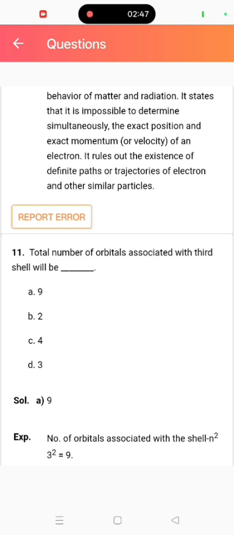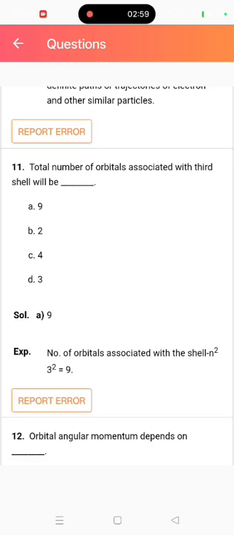See, number of orbitals is equal to n square. So third shell means n is 3. So number of orbitals is n square, that is 9. So which are that? 3s, 3p, 3d. In 3s there is 1 orbital, in 3p there are px, py, pz, 3 orbitals, in d there are 5. So 5 plus 3 plus 1 is 9.